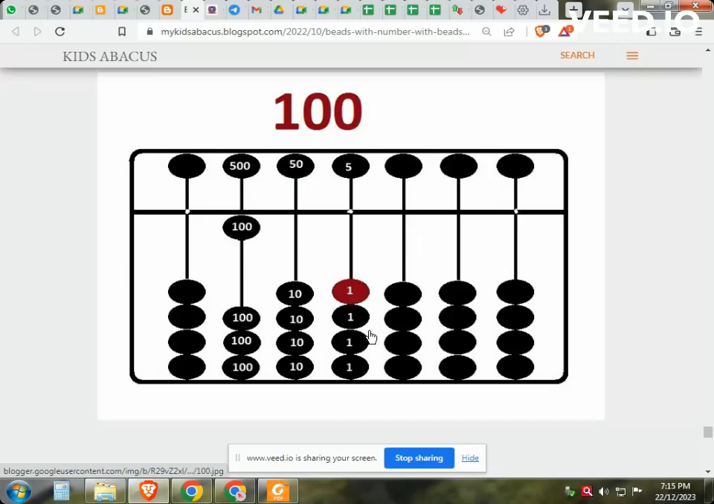Okay, here I will stop, and in the next video I will teach you how to use fingers on the abacus tool, and what the benefits of fingering exercise are, which fingers we have to use for units place, tens place, and hundreds place.